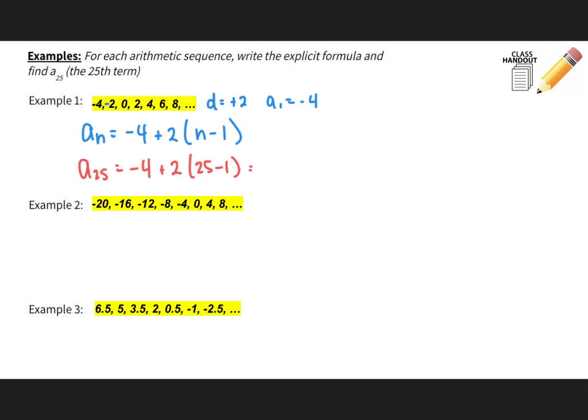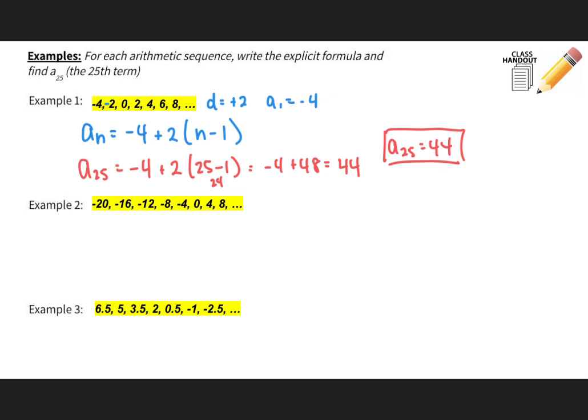So when we put that in our calculator, well, 25 minus 1 is 24. And if we multiply that by 2, that's 48. So it's going to be negative 4 plus 48, which is going to give me 44. So my 25th term is going to be 44.